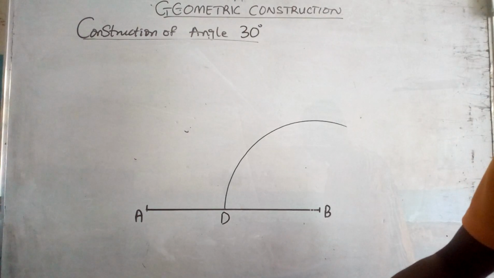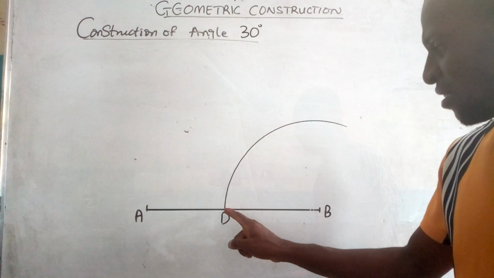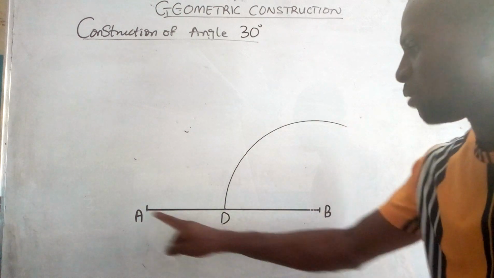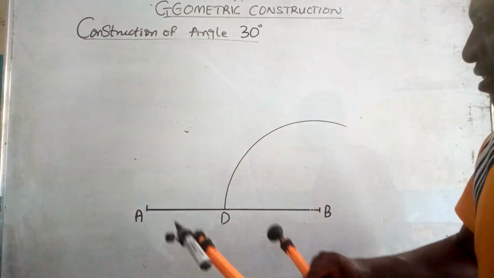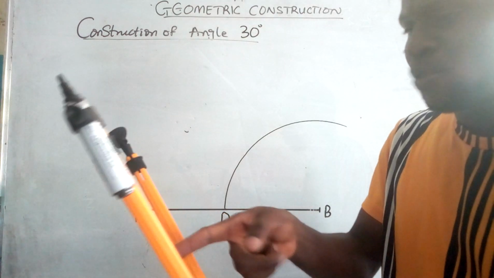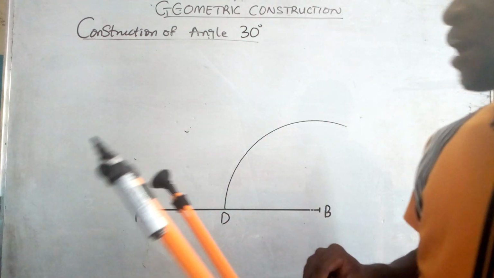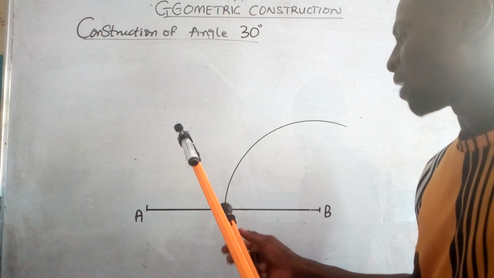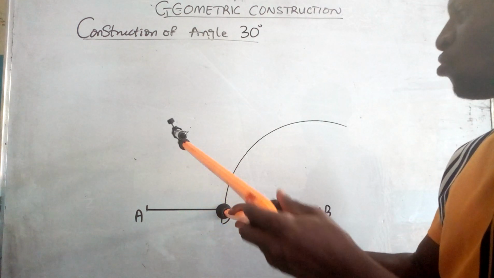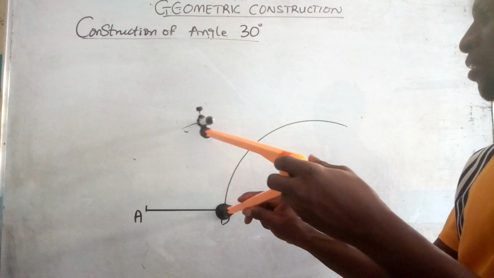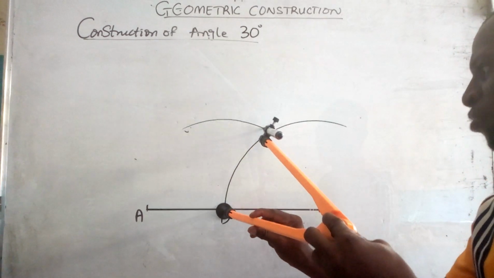So with D as the center, that's the point where the arc meets line AB, I call it point D. With D as the center, using the same wideness I used in getting this arc, I'll place my pin at point D, then you draw another arc to cut the previous one.